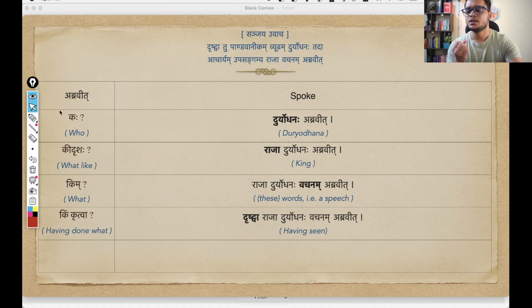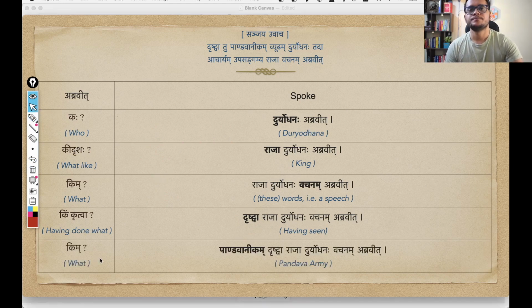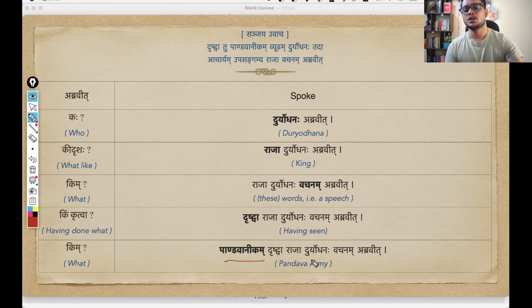Now immediately a question will pop up in mind. You can guess. Kim, that having seen, but having seen what? So that is the question. And in response, the answer comes Pandava Nikam Drishtva Raja Duryodhana Vachanam Abrivit. That having seen or after seeing Pandava Nikam, that means the army of Pandavas.